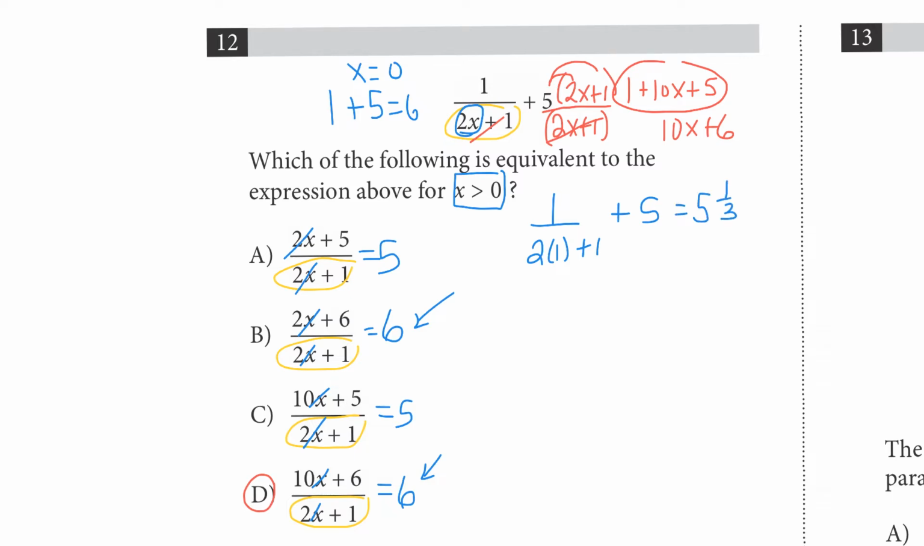And all I'm doing is plugging in x equals 1. So in this one, if I plug in x equals 1, I'm going to have 2 plus 6, that's 8, and here you're going to have 2 plus 1 is 3. So 8/3 is not 5 1/3, because that's actually 16 over 3. And then over here, if you plug in a 1, you're going to have 16 over 3, which is the correct answer.